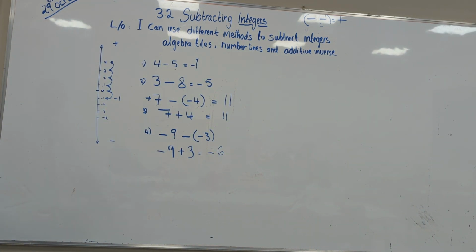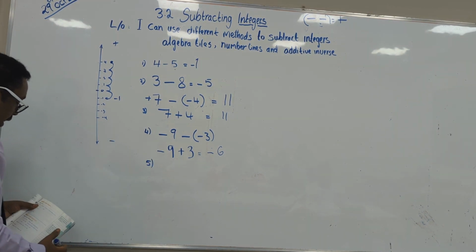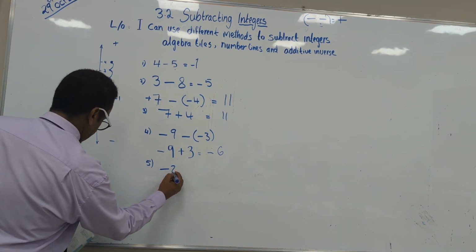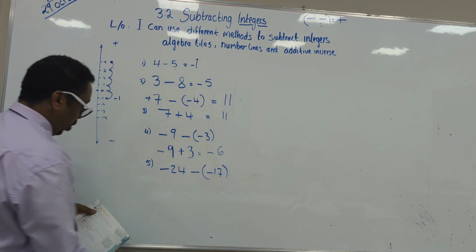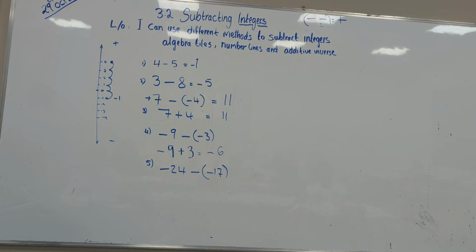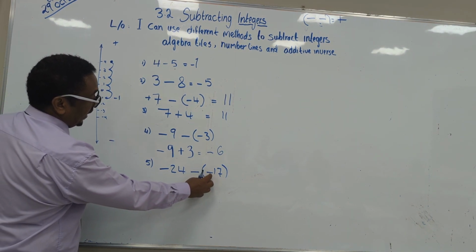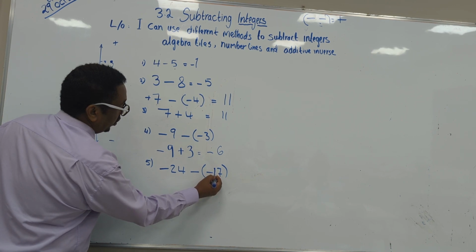Now I want you to work this one out. This is number 5, for you to do. Can you do negative 24, and then negative and negative 17? I'm going to give you a minute to work this out. Okay, who has done it? So we have negative 24, negative and negative 17. Always do what I did.